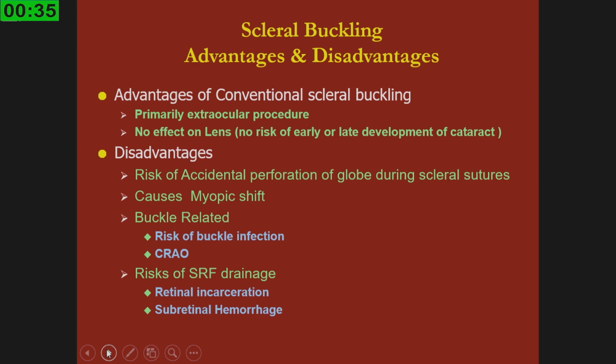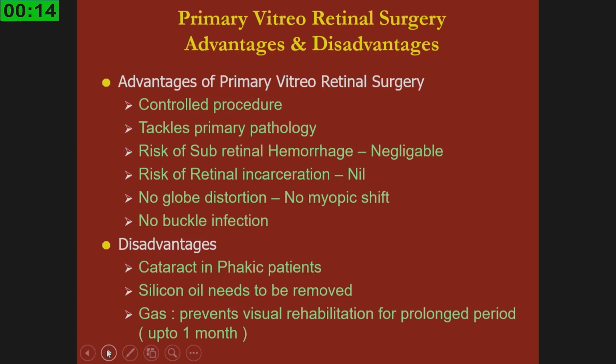Accidental perforation of the globe is less likely now with the use of the microscope. Myopic shift will always happen. Buckle-related infection can happen once in a while. If you allow the pressure to go up too high, you can even get a CRAO. The risks of SRF drainage are what scare you the most, and those are incarceration and subretinal hemorrhage. We'll come to that in the end.